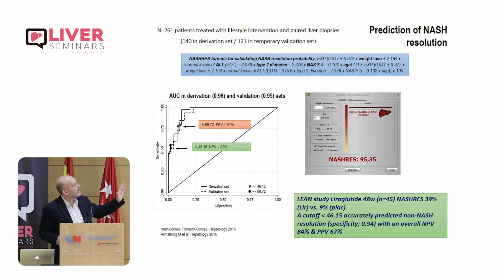In the LEAN study, using liraglutide, a GLP-1 agonist, Armstrong demonstrated that this NASH resolution calculator accurately predicts patients who, under treatment with liraglutide, did not achieve NASH resolution. That means we can use the NASH resolution calculator to analyze if NASH resolution is appearing in patients in whom we are addressing the disease, focusing on weight loss.